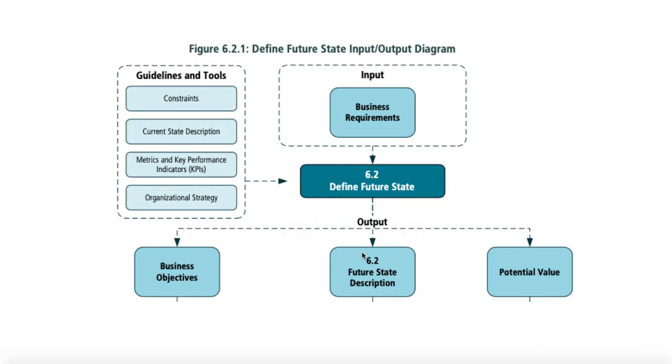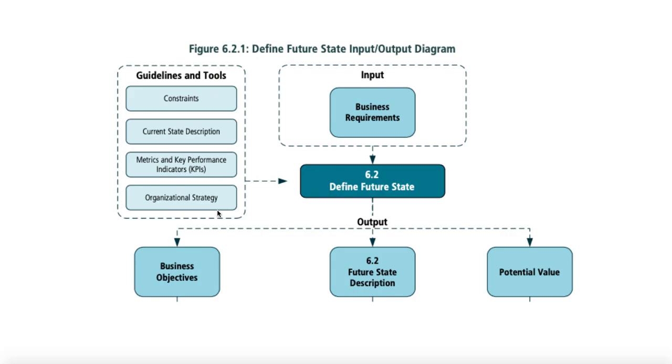So defining a future state, you need the business requirements as an input, and with certain guidelines and tools, you will be able to define the future state. And as part of the output of this future state, what you have defined, you will be able to come up with the business objectives, you will be able to come up with the future state description, as well as you will be able to identify what is the potential value of that future state.